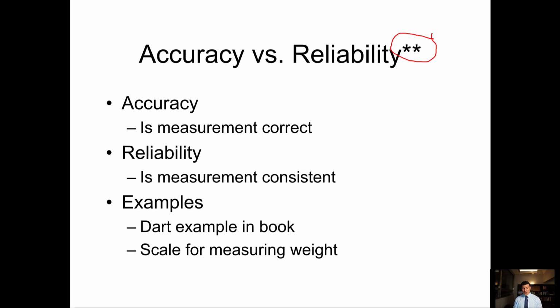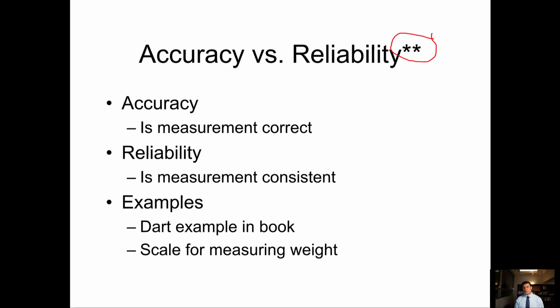Accuracy is what we're measuring, what we want to get at. So are we getting at the exact measurement? If we're trying to measure depression, is the measurement of depression correct? Reliability is, do we get the same measurement every time?